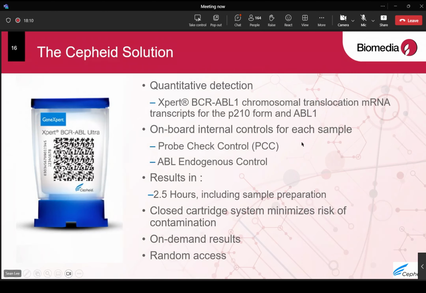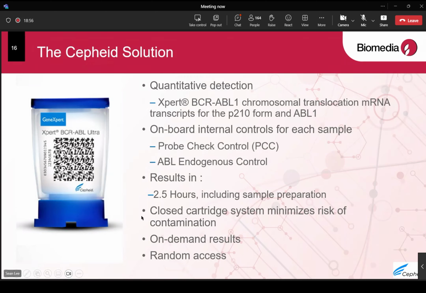The cartridge itself has two controls: a probe check control and an ABL endogenous control. You can get the results in 2.5 hours, and this includes sample preparation time, which takes about half an hour. Even though you can get the result in 2.5 hours, do note that the lab probably has other tests to do, so you might not get the result as soon as 3 hours. If there is a need to repeat, it might take up to half a day.